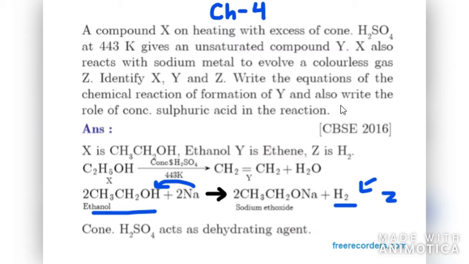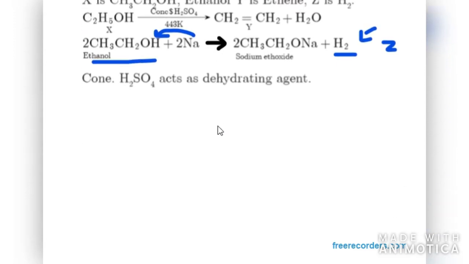In the last it says also write the role of concentrated sulfuric acid. So concentrated H2SO4 acts as a dehydrating agent here that can dehydrate your ethanol and form the unsaturated compound. Now moving on to next.